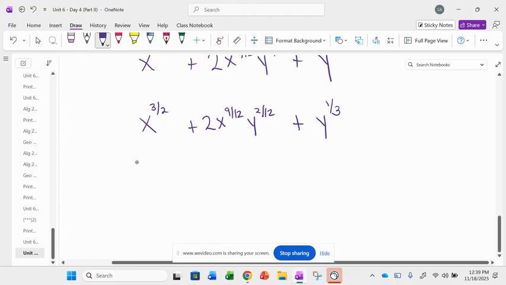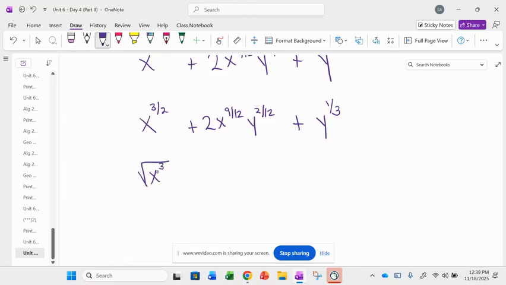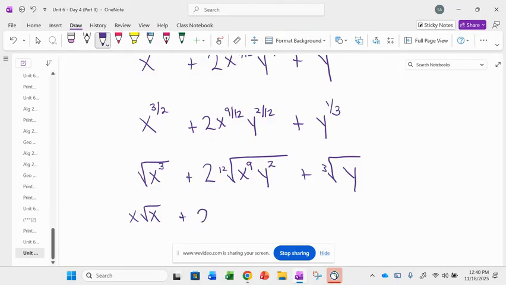So this is going to be the square root of x to the 3rd plus 2 times the 12th root of x to the 9th y to the 2nd plus the cubed root of y. Am I finished here? Good. Why no? Good. The square root of x cubed, I can pull out an x. So this is x root x plus 2 times the 12th root of x to the 9th y to the 2nd plus the cubed root of y.